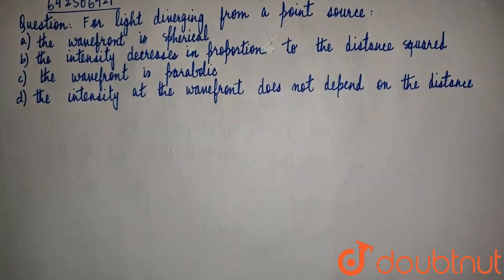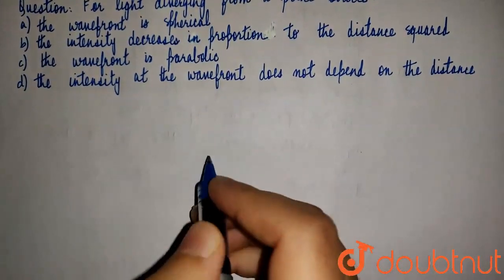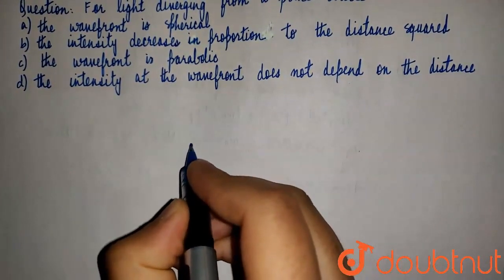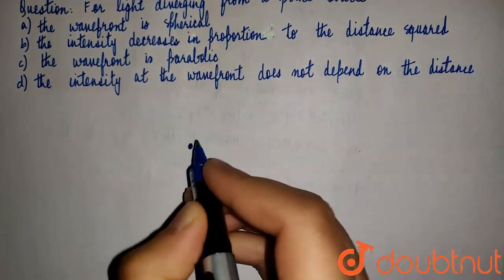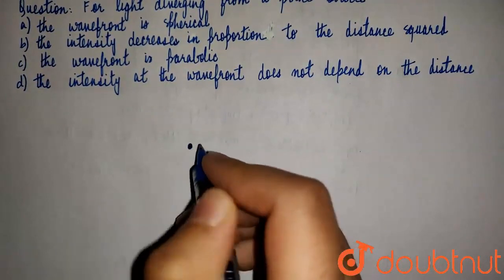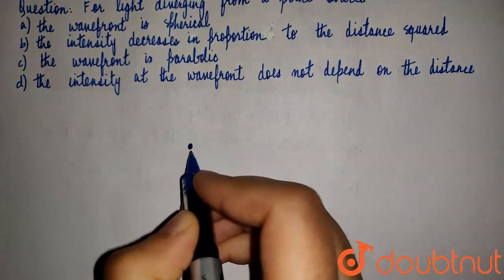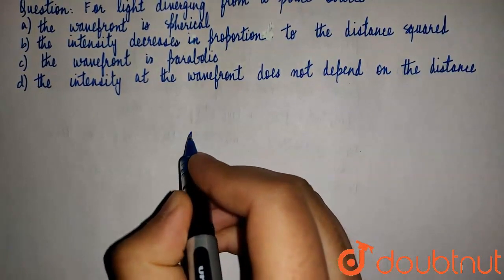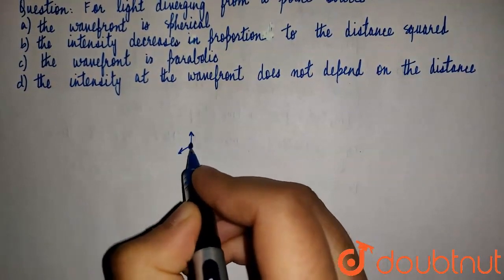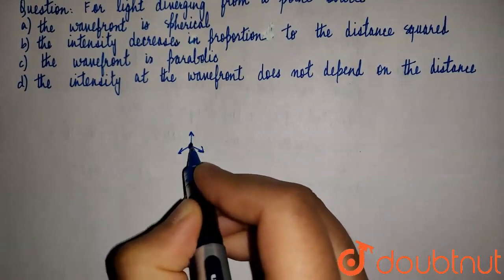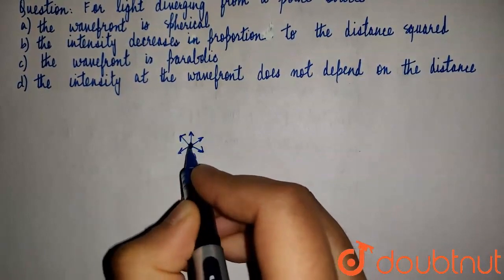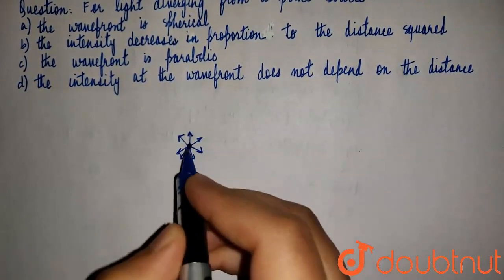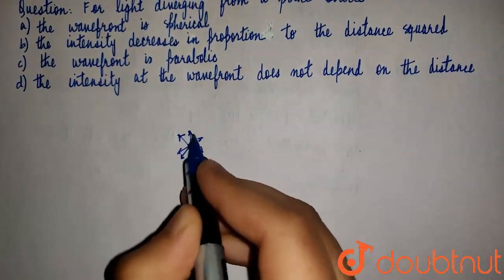Okay, so let's see what is a wavefront. We have a point source, right? We have a point source which is producing light. So light is coming from each and every part of this light source. So light will be coming from this side, from this side, from each and every direction light is coming. So we get points, right?